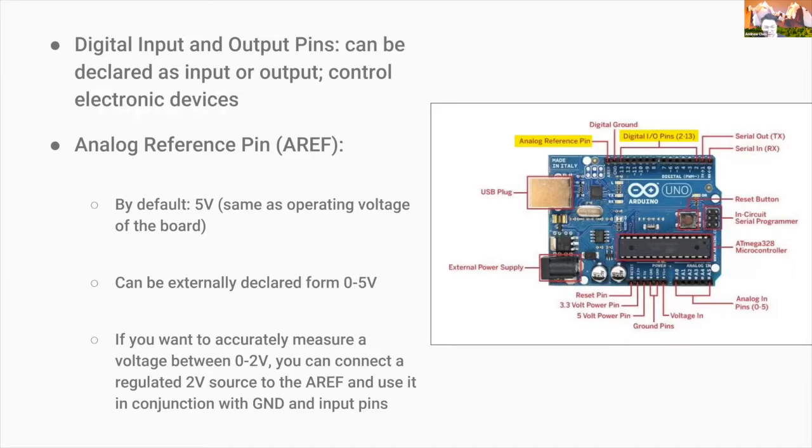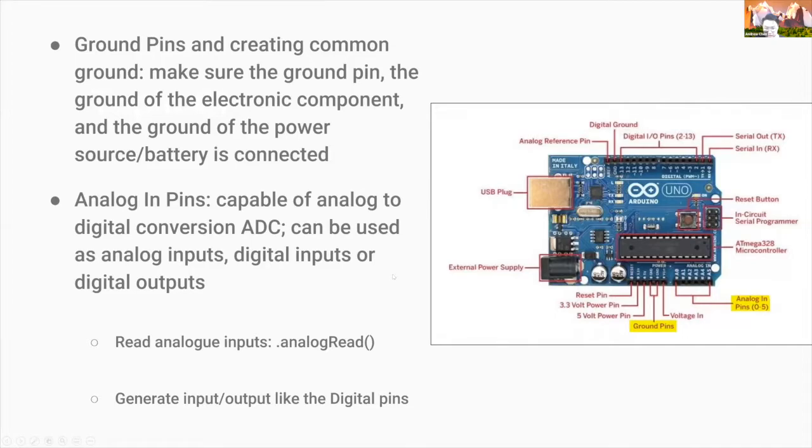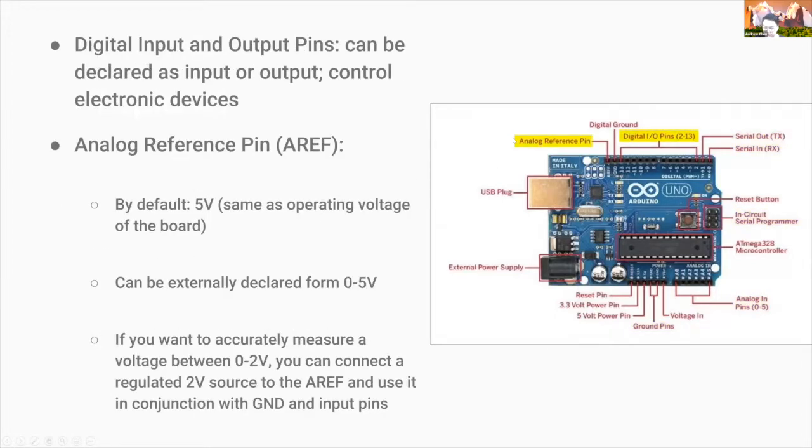And then lastly, there's the analog reference pin, or the AREF. So the AREF by default, right, is a 5-volt reference, which is the same as the operating voltage on the board. This can be declared externally from 0 to 5 volts. So for instance, if you want to measure a voltage between 0 to 2 volts, you can connect a regulated 2-volt supply to the AREF and use it in conjunction with one of the ground pins, so that whatever you measure from the analog read function that we talked about before is measured more accurately from 0 to 2 volts instead of 0 to 5.